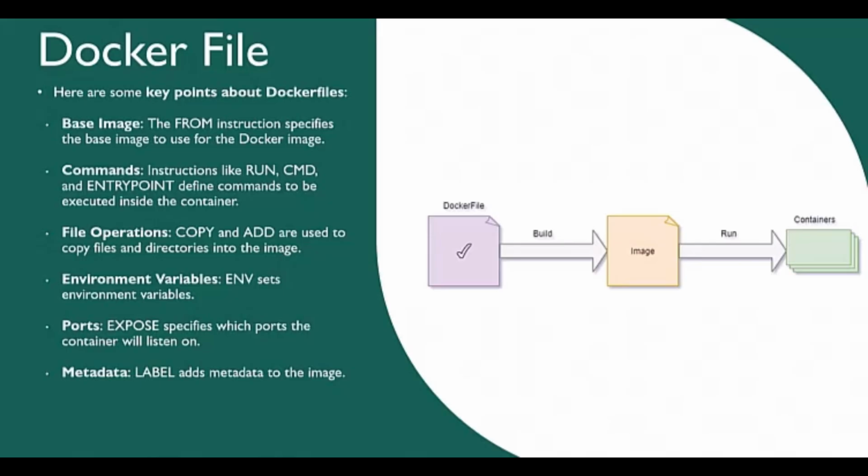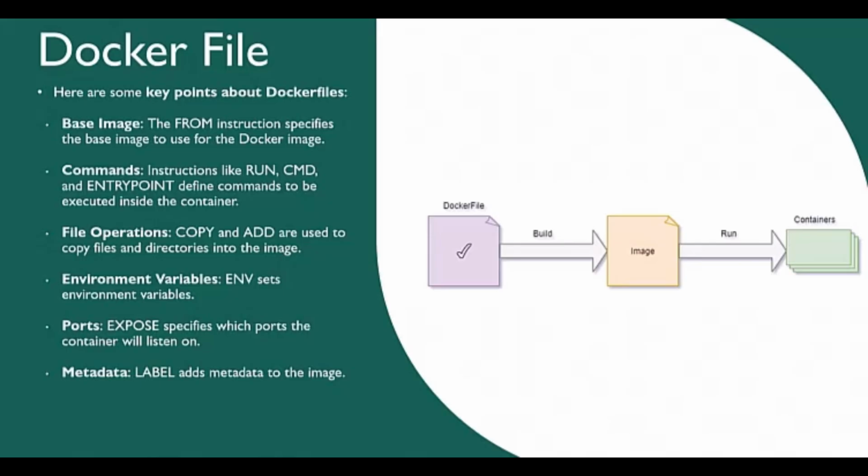Base image. The FROM instruction specifies the base image to use for the Docker image. Commands. Instructions like RUN, CMD, and ENTRYPOINT define commands to be executed inside the container. File operations. COPY and ADD are used to copy files and directories into the image.